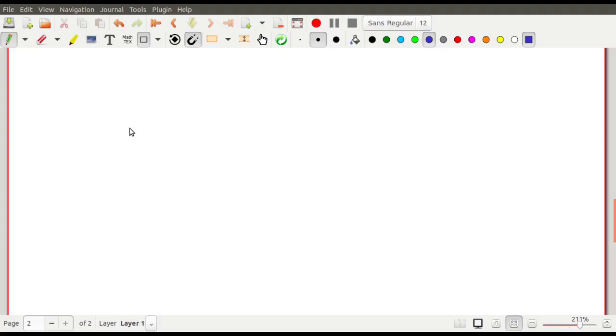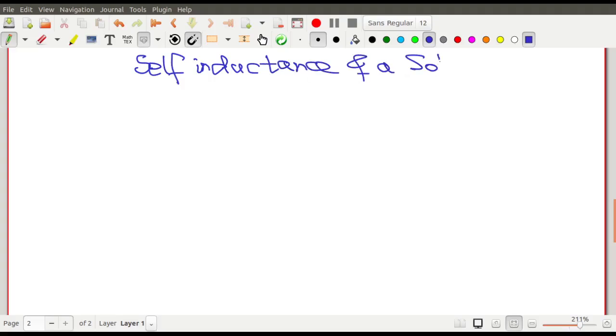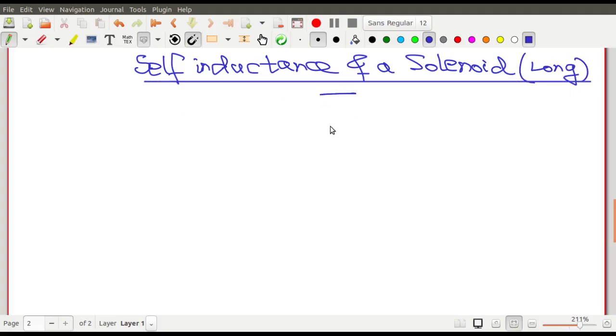Okay, so let us take a solenoid over here. I put up a heading: self-inductance of a long solenoid. You write the introduction same as before. I am writing an introduction.